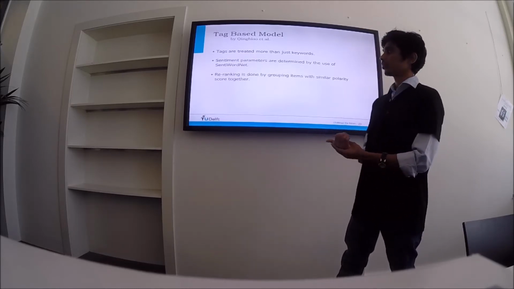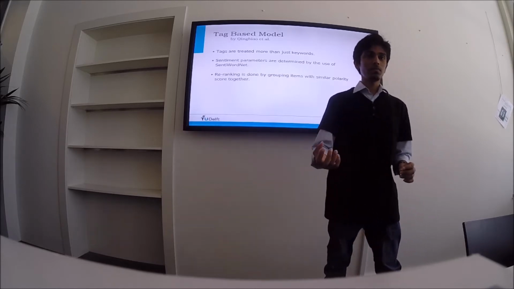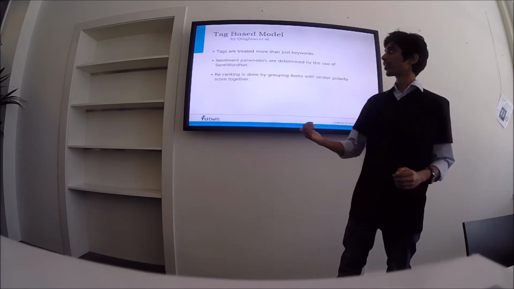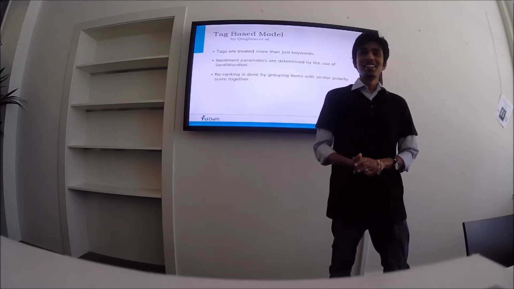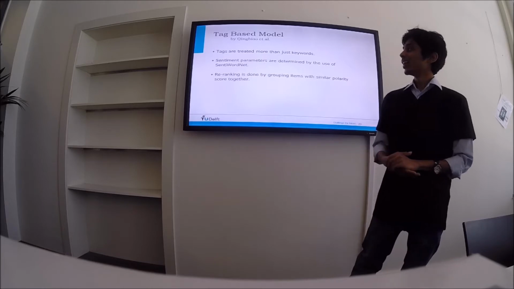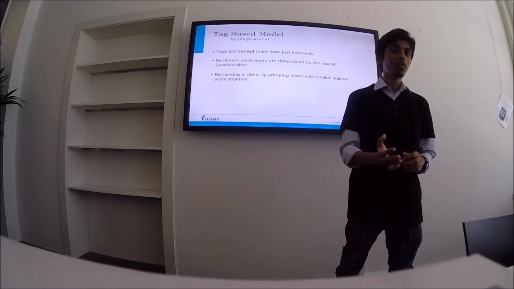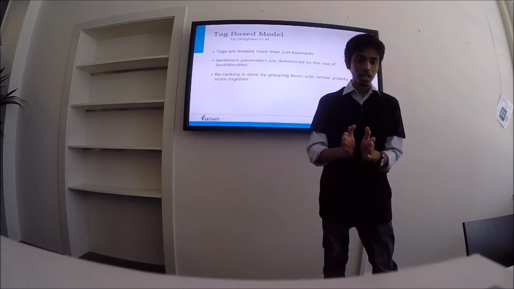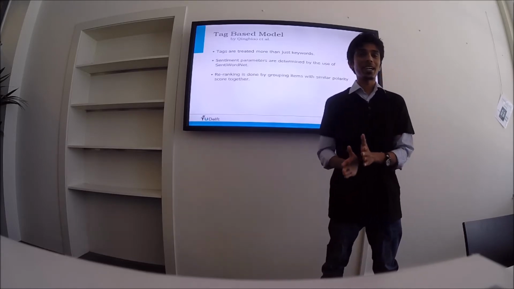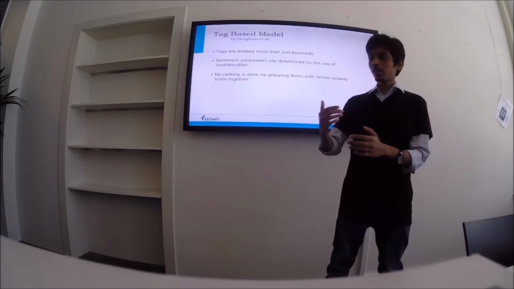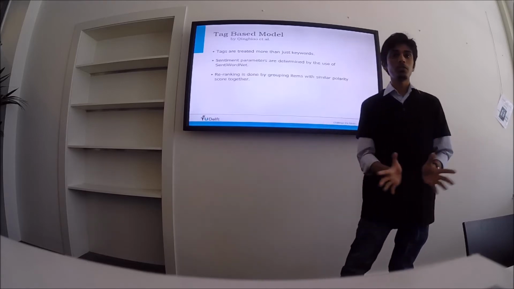So the tag-based model. Over here, so far we only dealt with tags as keywords for particular products, but the tag-based model proposed by Qing Biao, I guess I'm saying it right, also makes use of the SentiWordNet database. So re-ranking is done by performing a sentiment analysis on each tag so as to determine a polarity score for separate tags, and then tags with similar polarity are re-ranked and grouped together to form a cluster.